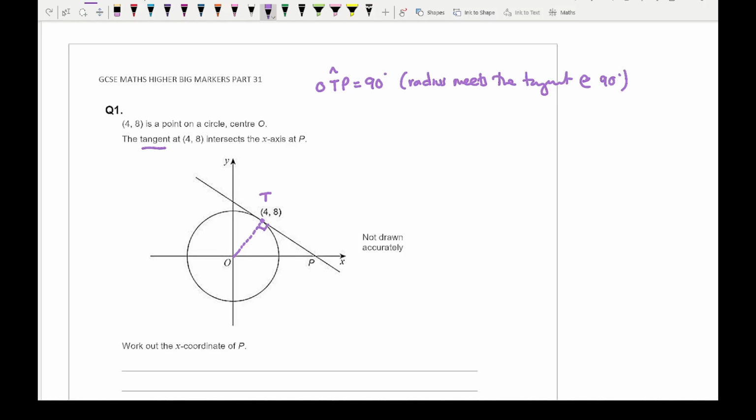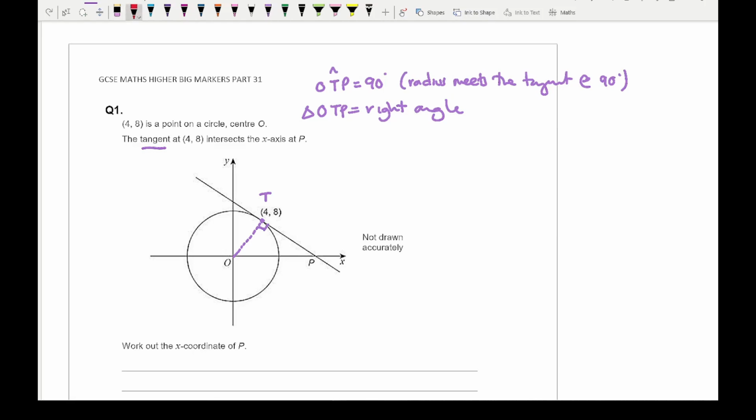So therefore, what we know is that OTP, or triangle OTP, is a right angle. Now, in this particular case, that's not really important, but again, if we want to use Pythagoras, we could do so to work out any particular length. But again, in this particular question, it's not really needed. But it's always important to actually state what that is.